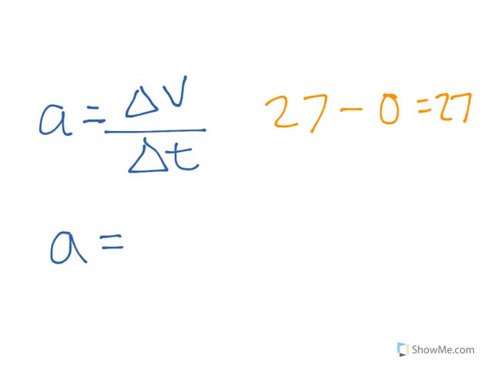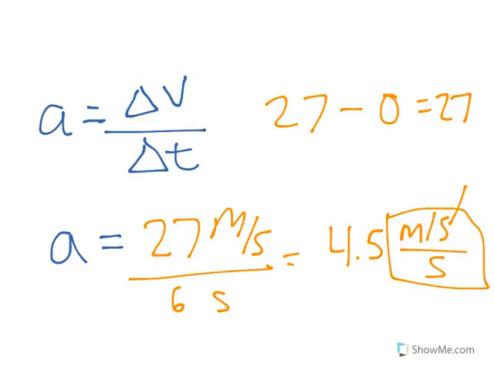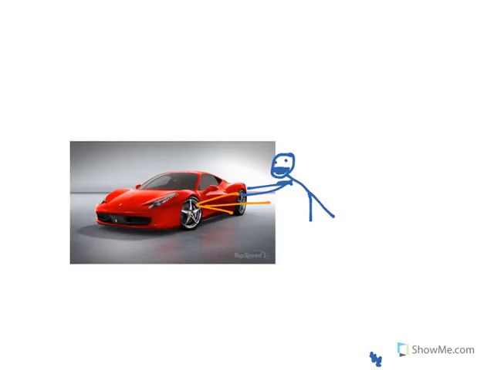So let's calculate acceleration. 27 meters per second divided by the change in time, 6 seconds, is equal to about 4.5 meters per second squared. Notice this unit. This is the velocity unit, meters per second, over another unit of time, second. Going from 0 to 60 in 6 seconds sounds like a lot of work, and it is.